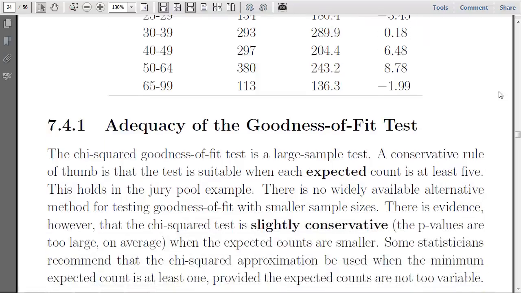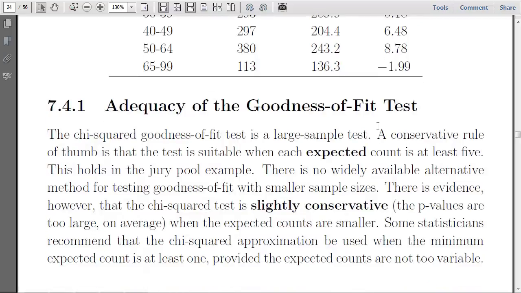Unfortunately, there's no widely accepted alternative method for doing the goodness of fit test when you've got small sample sizes. There are some non-parametric strategies such as using the bootstrap or permutation tests, but it often requires a little bit of programming to implement those.